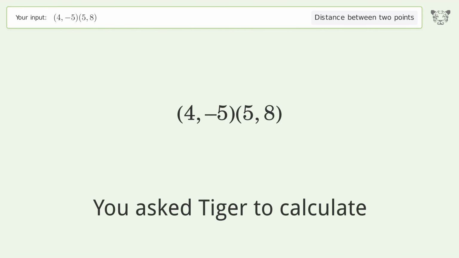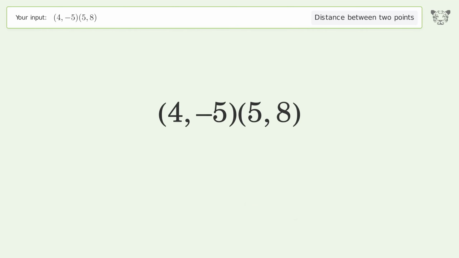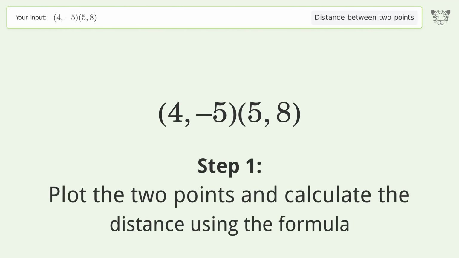You ask Tiger to calculate. This deals with the distance between 2 points. The distance between the 2 points is the square root of 170, or 13.038. Let's solve it step by step. Plot the 2 points and calculate the distance using the formula.